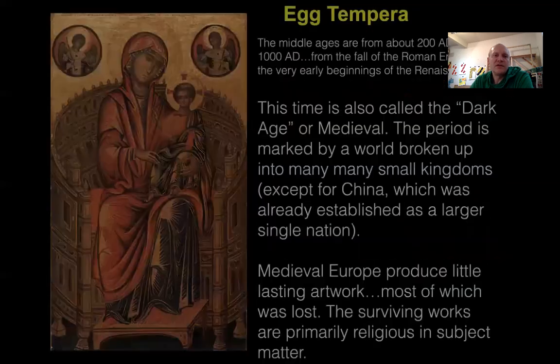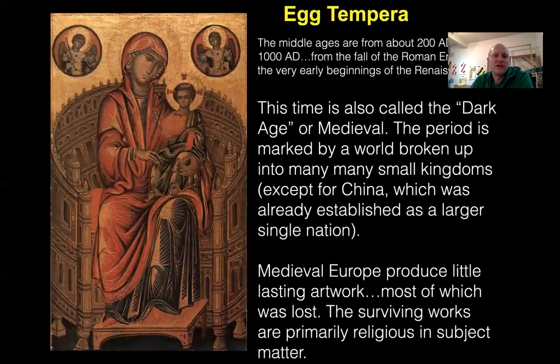You can see also, interestingly, there's gold leaf that's been applied to the top of this painting up at the top. That's called gilding. And that was used when there was enough money around to get gold.